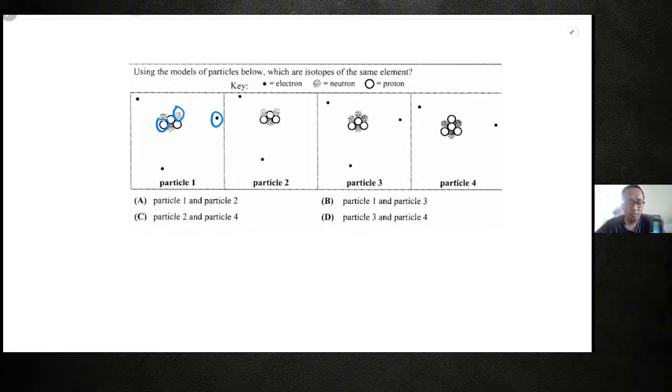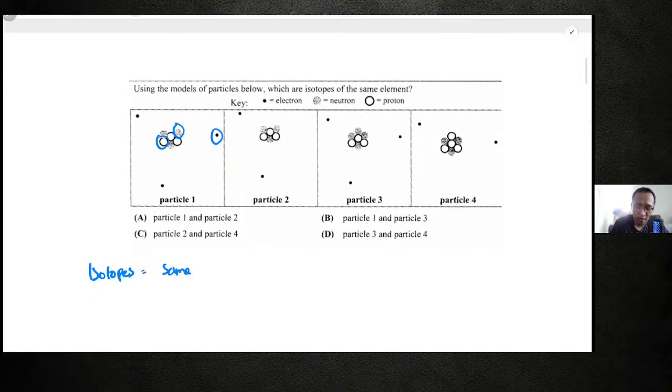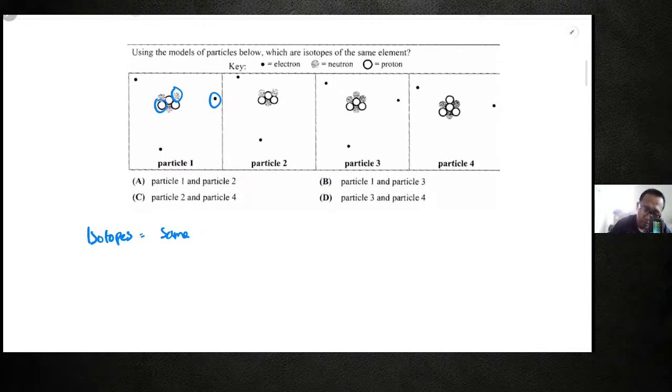We can take a look directly over here using the models of particles below, which are isotopes of the same element. Menggunakan model partikel di bawah ini, manakah yang isotop of the same element. First of all, we have to understand isotope itself. Simply, isotope is the same number of proton.